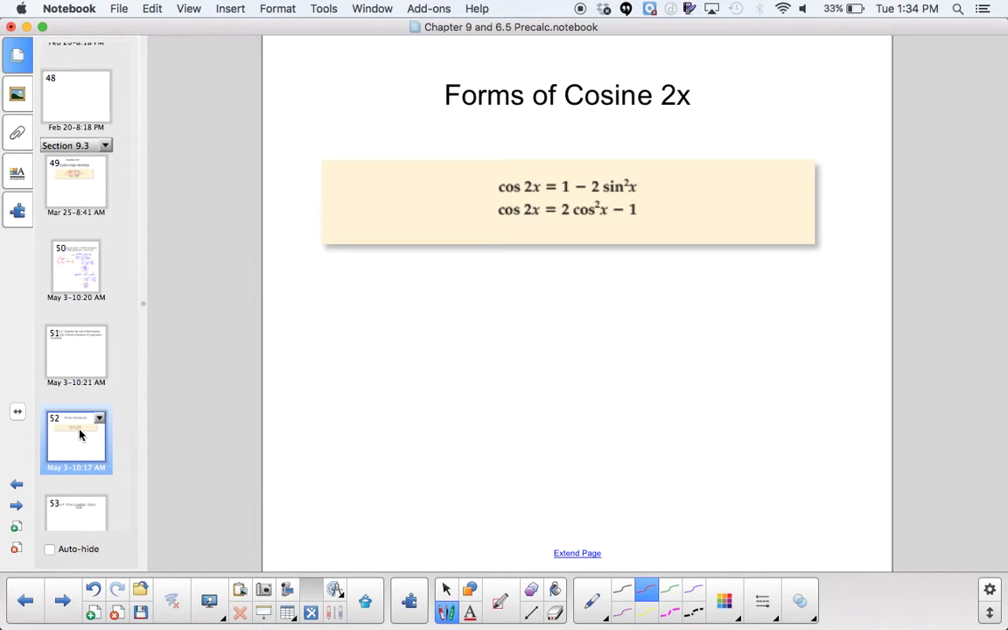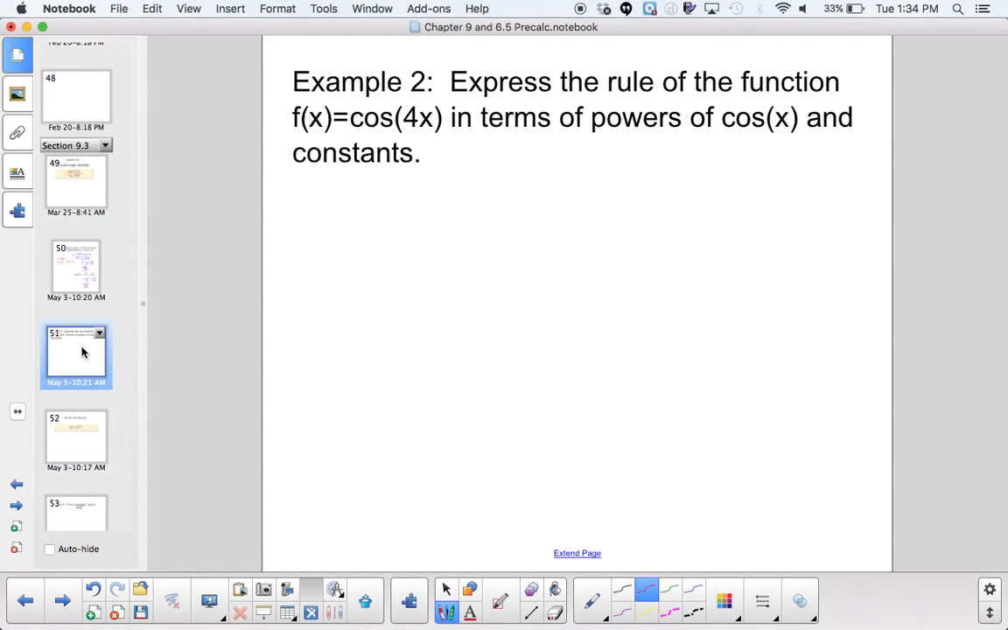And so this time we're going to work through an example, and we want to express the rule of the function f of x is equal to cosine 4x in terms of powers of cosine x and constants. So we only want to use the cosine x. And it can be a power, so it doesn't have to be to the first power. It can be cosine squared, cosine to the fourth, and so on. And constants are okay to use.